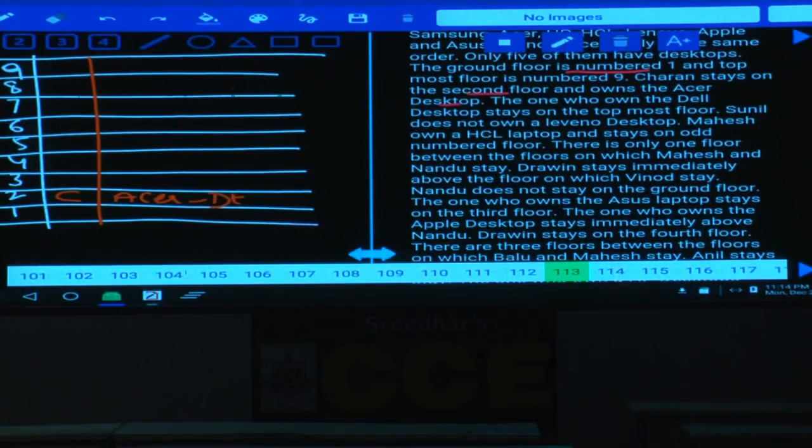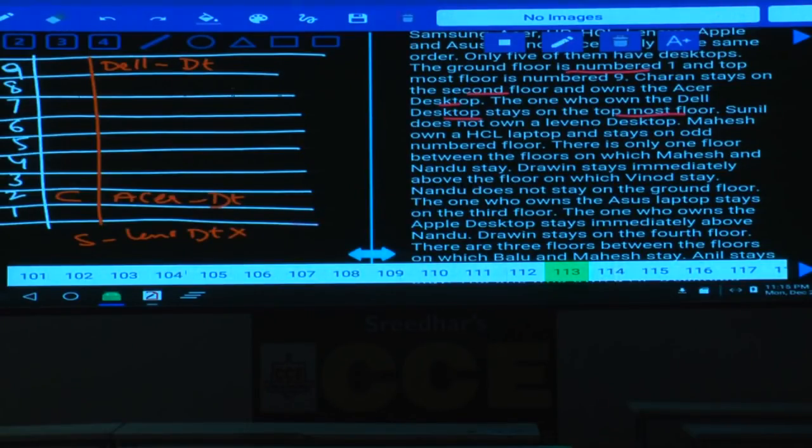The one who owns the Dell desktop stays on the topmost floor. Now the person with Dell, this is again a desktop. And the one who owns the Dell desktop stays on the topmost floor. Sunil does not own a Lenovo desktop. So Sunil, Lenovo desktop is ruled out.